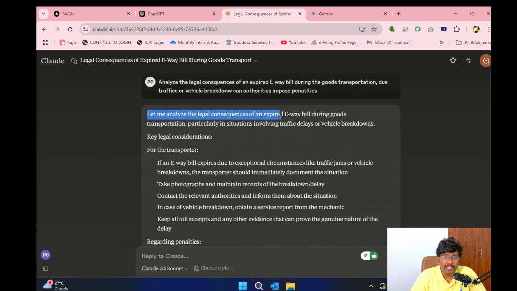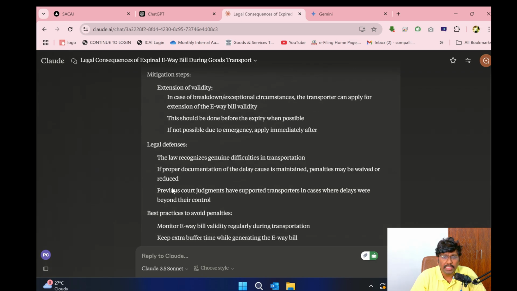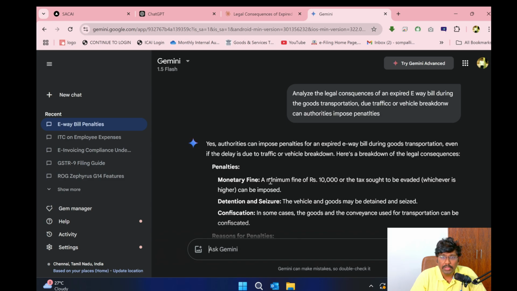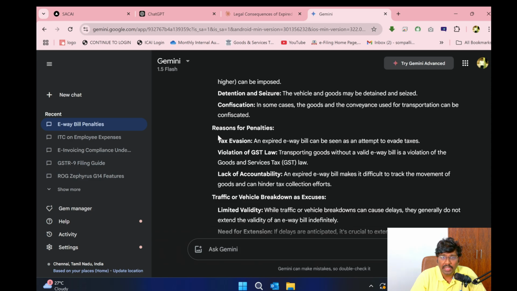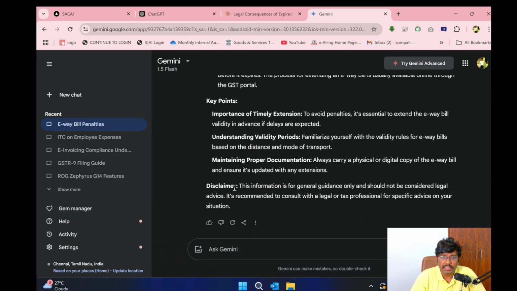Let's verify how it was given in Claude. Let me analyze the legal consequences of an expired e-way bill for transportation, with penalties, mitigation steps, legal defenses, best practices to avoid. So it's given a general answer. What about Google Gemini? Google Gemini has given some more accurate information about monetary fine, reasons for penalties and key points.